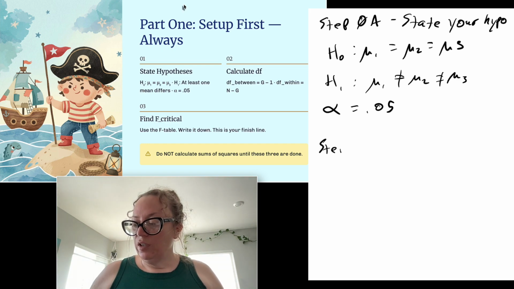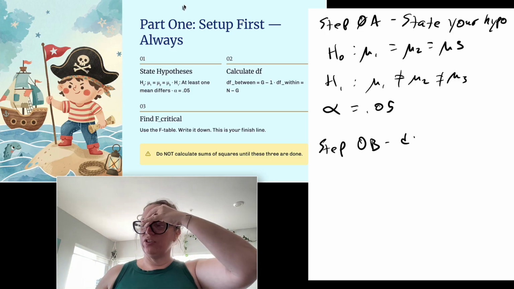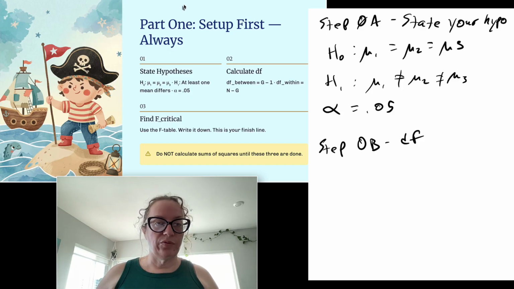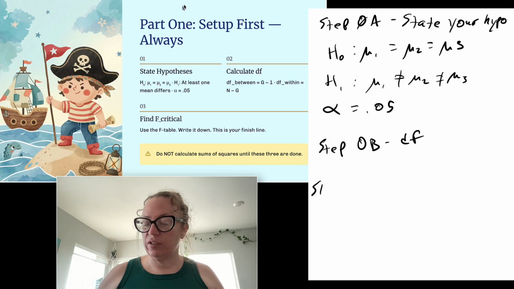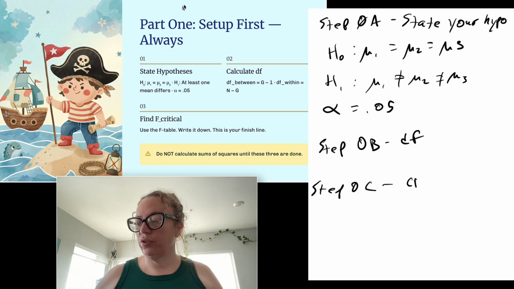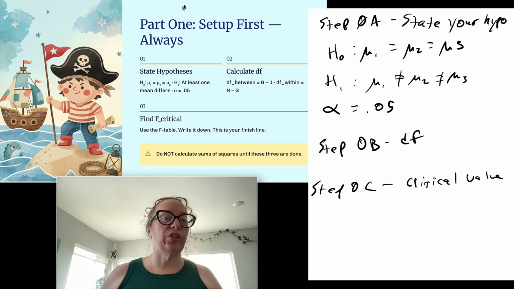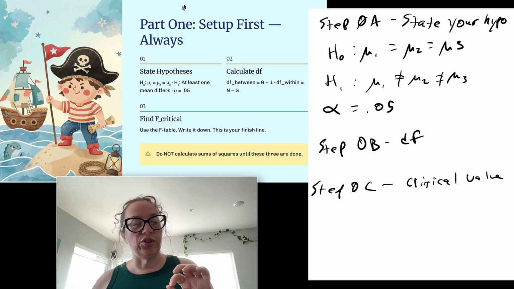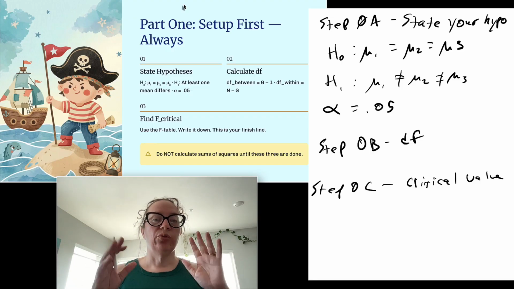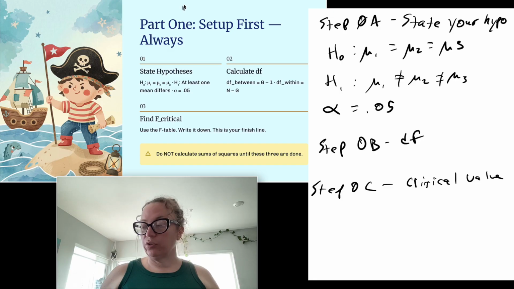Just make it easy. And then step 0B, you're going to calculate your degrees of freedom, okay? So you've got your DF between and your DF within, and those are going to be essential for everything that follows. And then step 0C is find your critical value. Go to the F table, find the column for the degrees of freedom between and the row for the degrees of freedom within, the numerator and the denominator. Read the cell where they intersect. That is your F critical value.